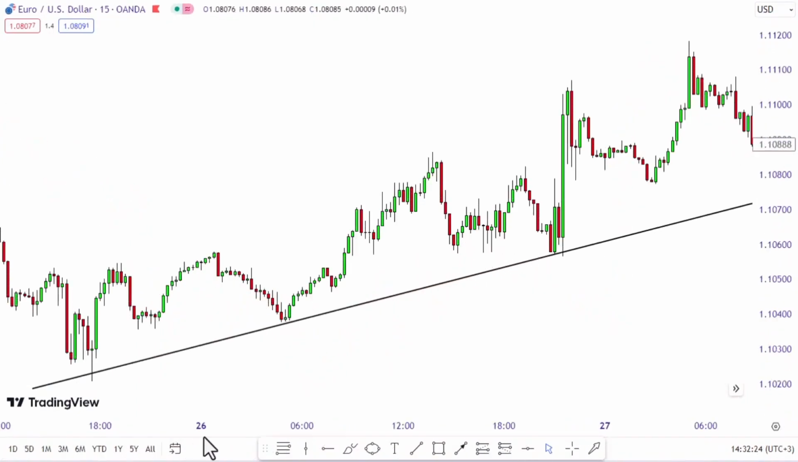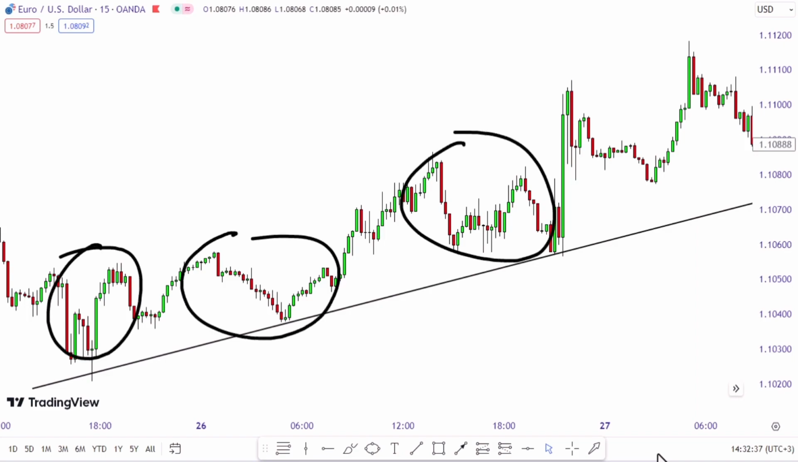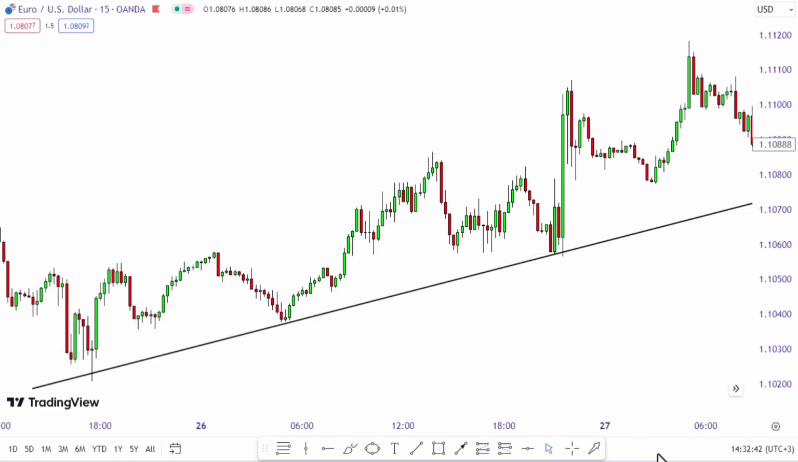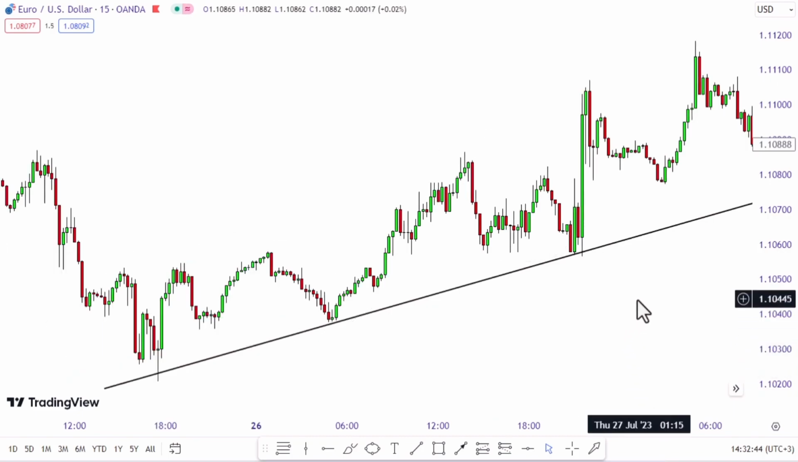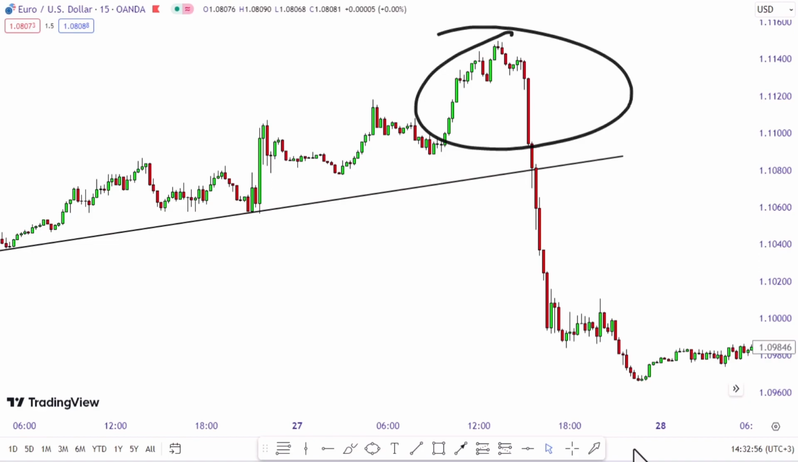Last but not least, pullbacks. These are those pesky little corrections that happen when a chart's on the rise or fall. But they're not a bad thing. In fact, they're pretty telling. Weak pullback? That means the traders aren't bailing out left and right, which usually sets the stage for another upswing. Strong pullback? Well, brace yourself. Traders are hitting the exit in bigger numbers, so sideways moves or even reversals might be in store.